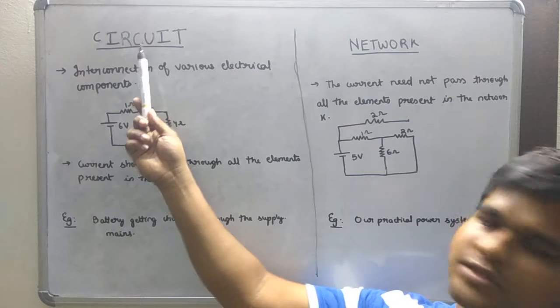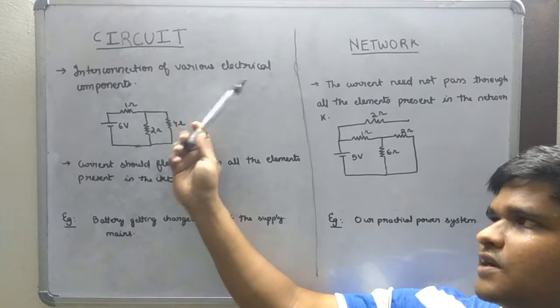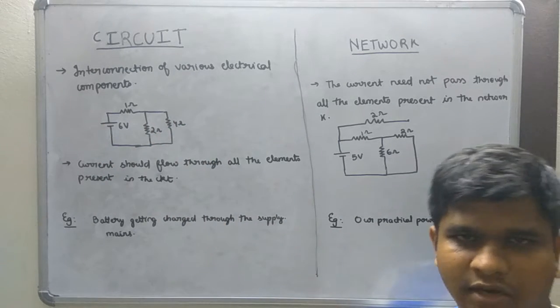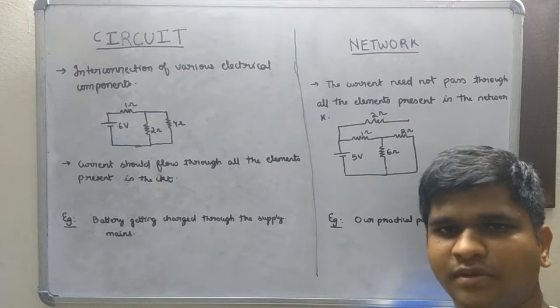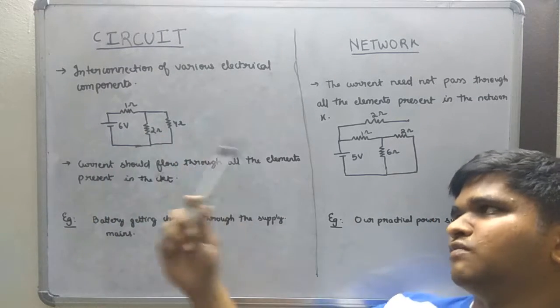Now we are going to learn about circuits. The basic definition of a circuit is the interconnection of various electrical components. I mean, there are many electrical components. There are active elements, there are passive elements. A circuit can be an interconnection of any of these elements.